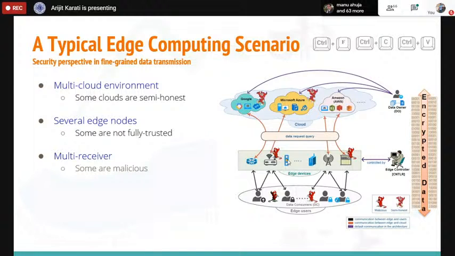Now, if we talk about the edge layer, can we see any malicious devices, or any semi-honest devices? The answer is the same as in the cloud section. Here too there is some possibility of a malicious adversary. What do we mean by that? For example, you are getting Wi-Fi access through some Wi-Fi router, but you don't know whether this router is trusted or not.